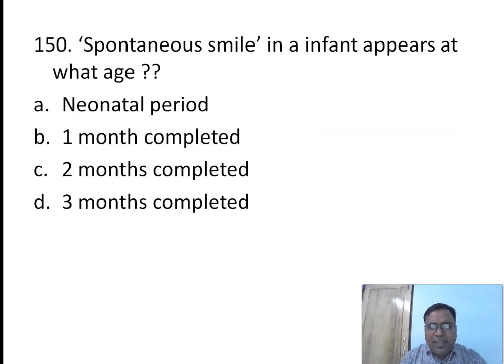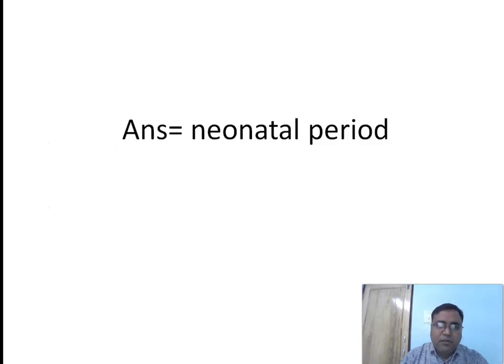Next, spontaneous smile in an infant appears at what age? Is it neonatal period, 1 month completed, 2 months completed, or 3 months completed? We may think the answer is social smile, but this is not the social smile. This is the spontaneous smile in an infant. It is present at birth. So during the neonatal period itself, you can get the spontaneous smile. The social smile with eye contact will appear after 2 to 3 months. So in the neonatal period, we are getting the spontaneous smile.